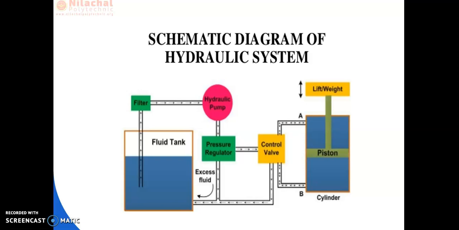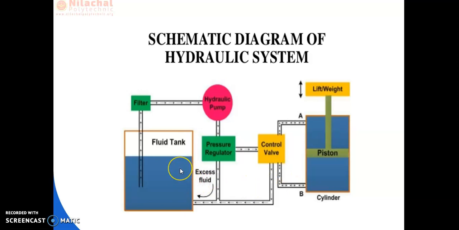Here in this video I am going to explain the different components of a hydraulic control system. In the previous class we were continuing with the schematic diagram of a hydraulic system. In a hydraulic system, we find all these components: a fluid tank, filter, hydraulic pump, pressure regulator, control valve, and a cylinder-piston arrangement for lowering and lifting of load.